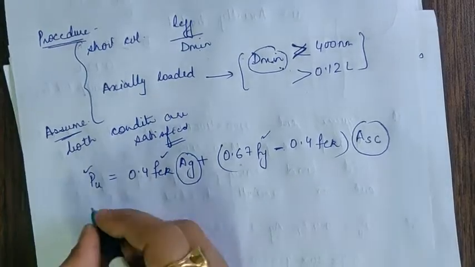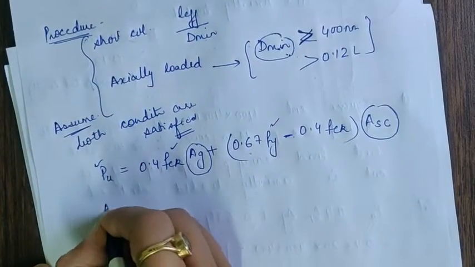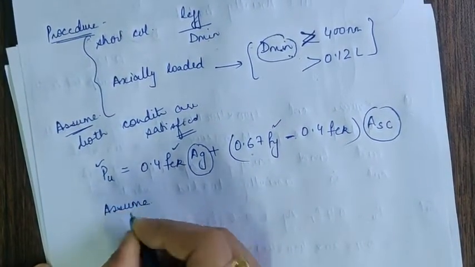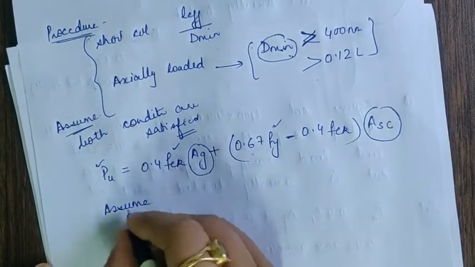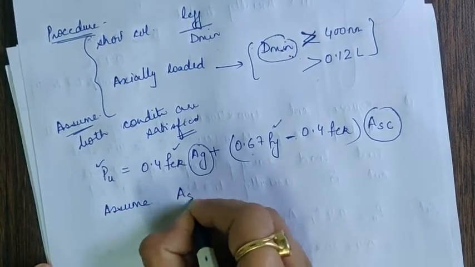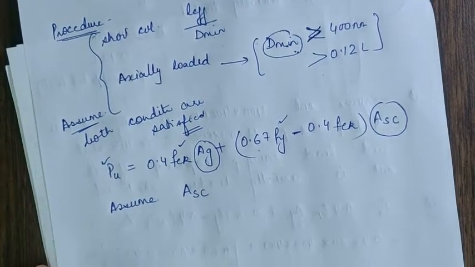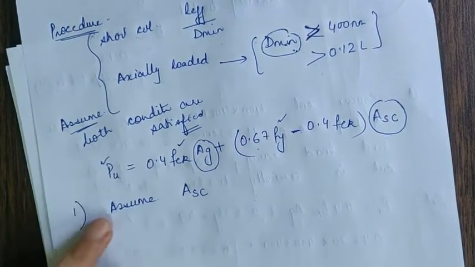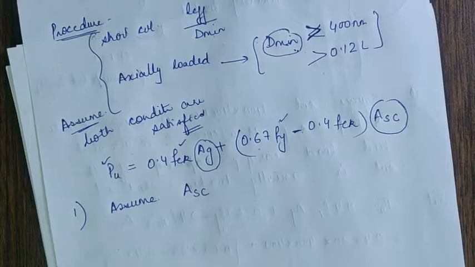So I'll start with assuming some value of Asc. Our first step will then become: we will assume a value of Asc.